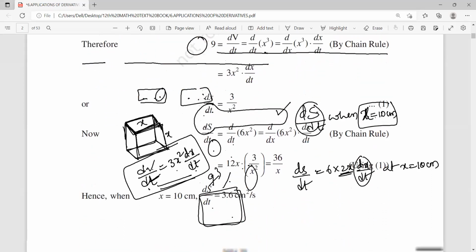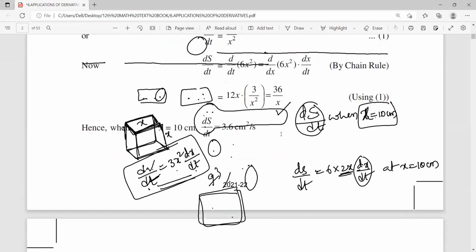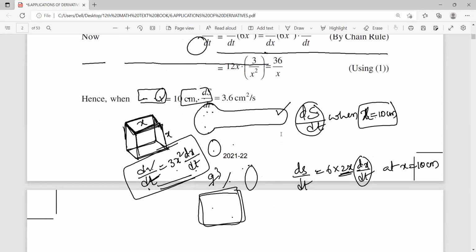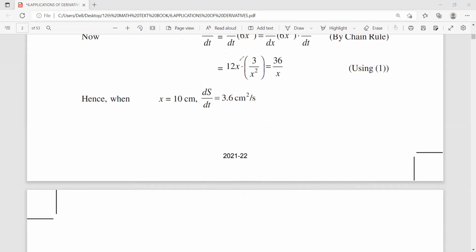And you see it is substituted. After substitution, it is 6 into 2x, 12x into dx by dt, which is 3 by x square. You get 36 by x, and x is 10. That is 3.6 centimeters square per second.